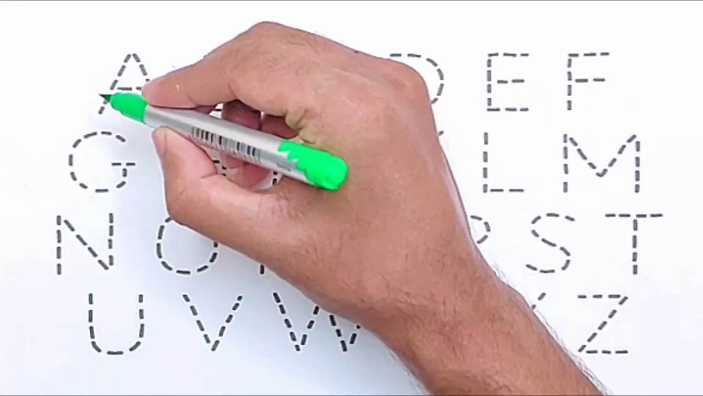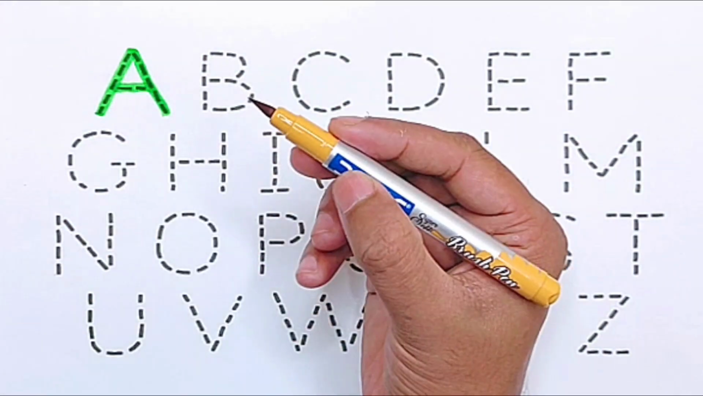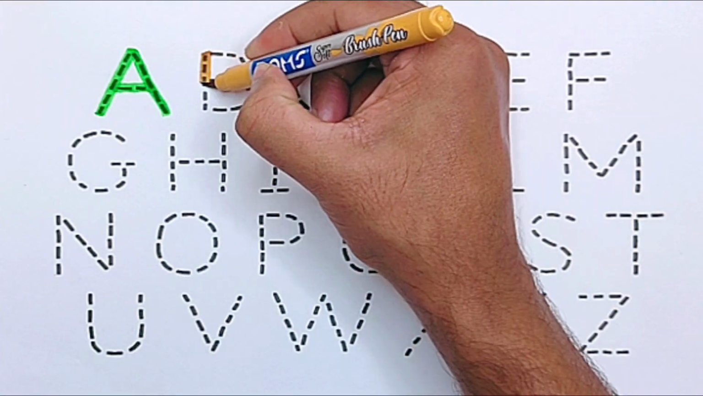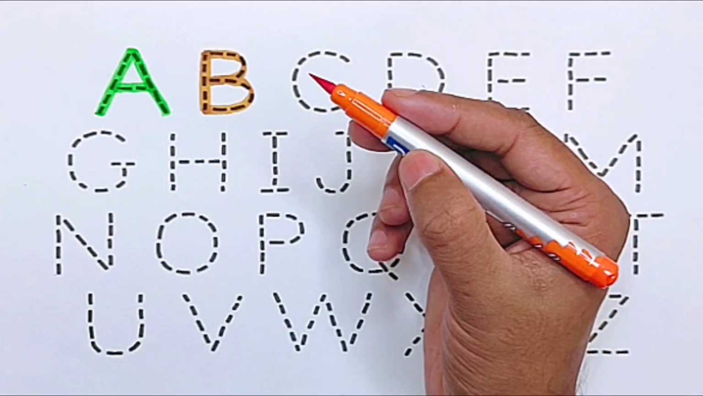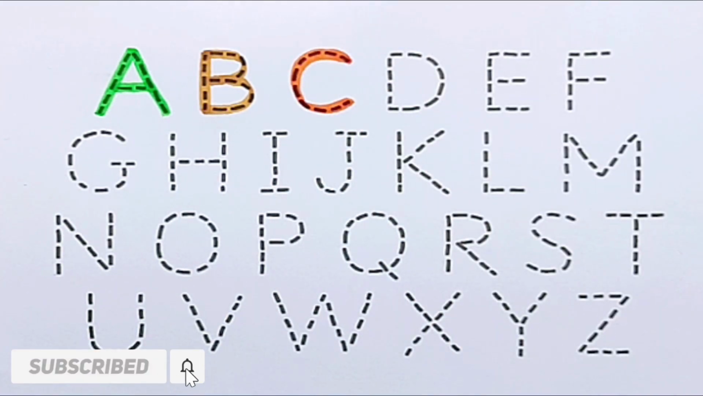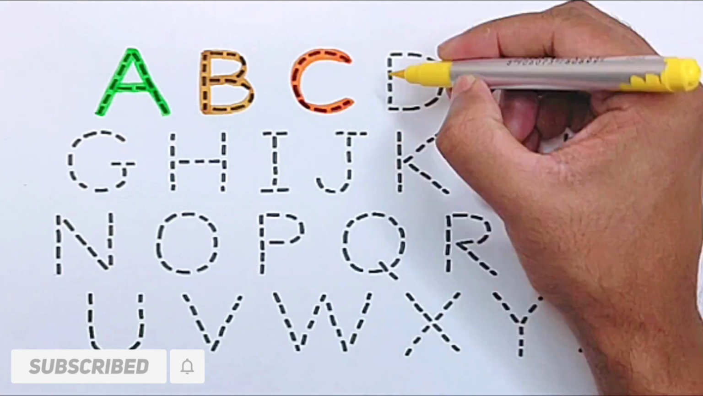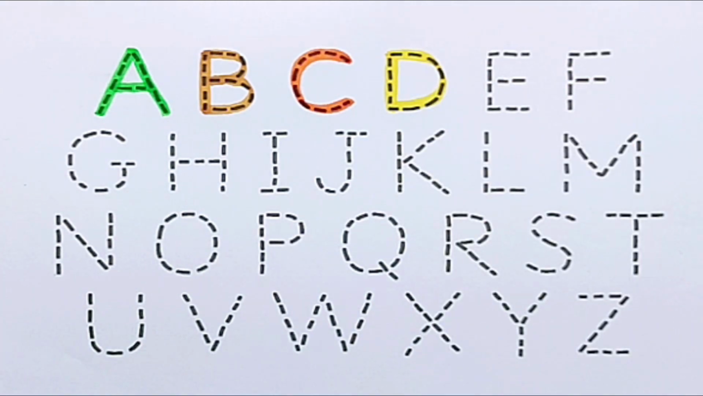Light green color. A for aeroplane. Yellow brown color. B for bus. Orange color. C for cow. Yellow color. D for dolphin.